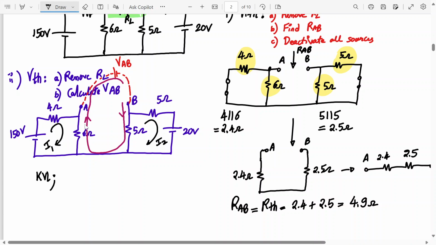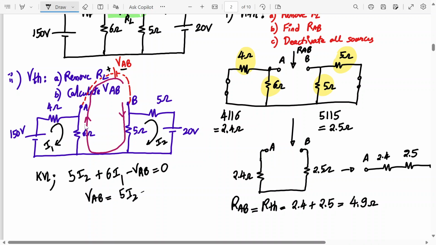So when you go over here, is this current and this loop in opposite direction or same direction? This direction and this direction are opposite, right? Yes or no? So we write plus 5I2. If they are in the same direction, then negative. Then the 6 ohms, here we are going through 6 ohms, and here the current direction is opposite. So again plus 6I1. Yes or no? Now we are going over here from A to B. So when you go from A to B, we are going from plus to minus. So minus VAB equal to 0. Correct?